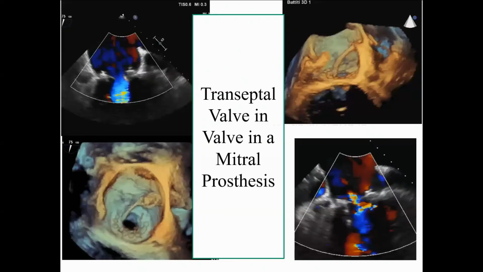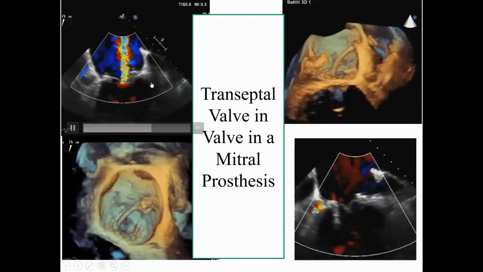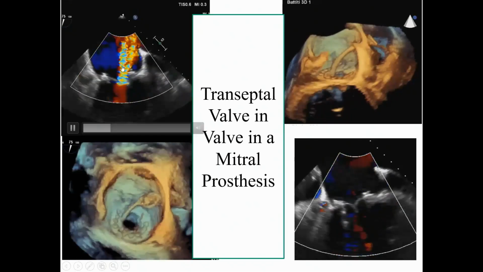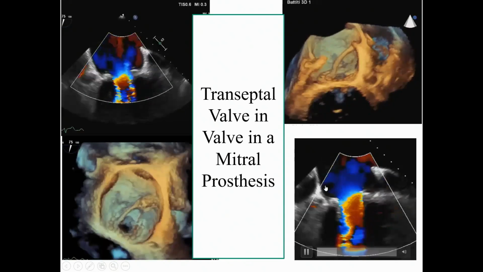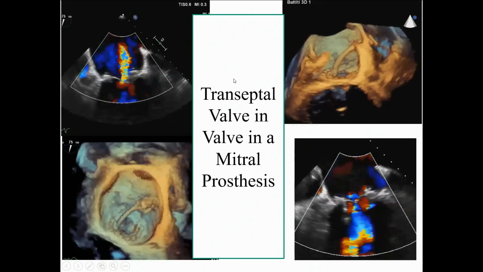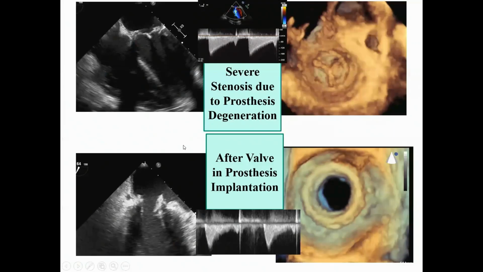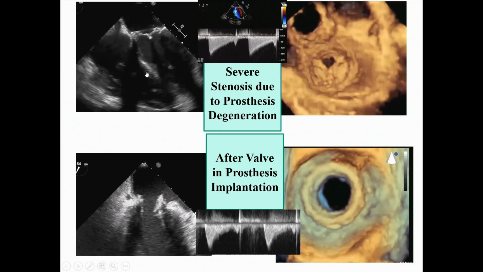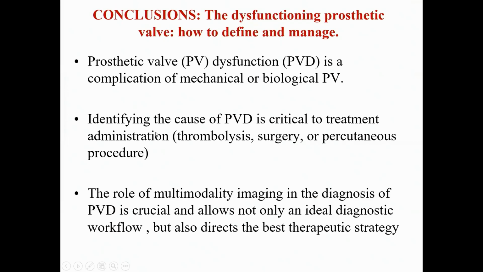We have excellent results. This is a typical transseptal puncture with a valve-in-valve in a patient with a mitral valve stenosis and regurgitation. You may observe the excellent results in these cases. This is another case. You may observe very nice results, both in terms of morphology and also the normalization of the gradient.